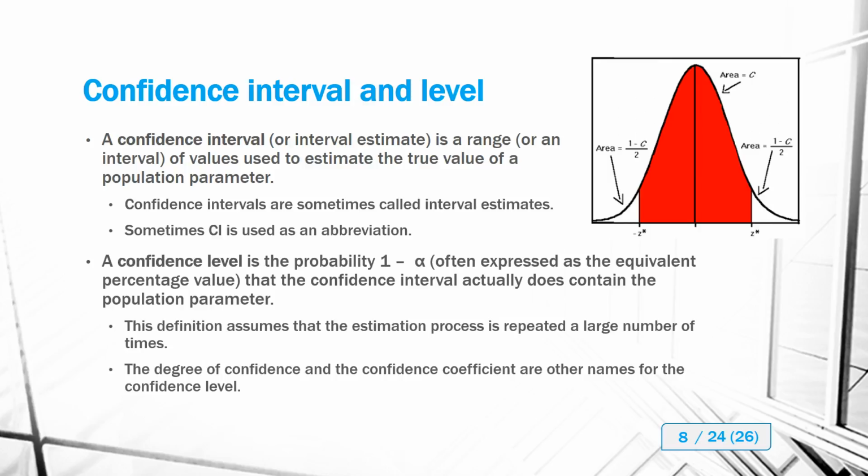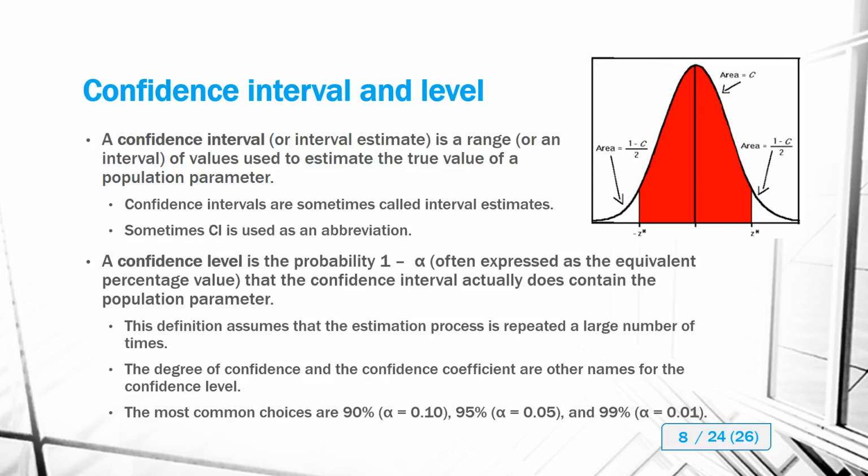The degree of confidence and the confidence coefficient are other names for the confidence level. They're not as common. I've heard degree of confidence on occasion. Confidence coefficient is a hugely mathematical term, so outside of the pure mathematical circles, you will rarely hear that term. Most people that deal with confidence intervals use the term confidence level, and that's what I've heard most of the time I've run into this.